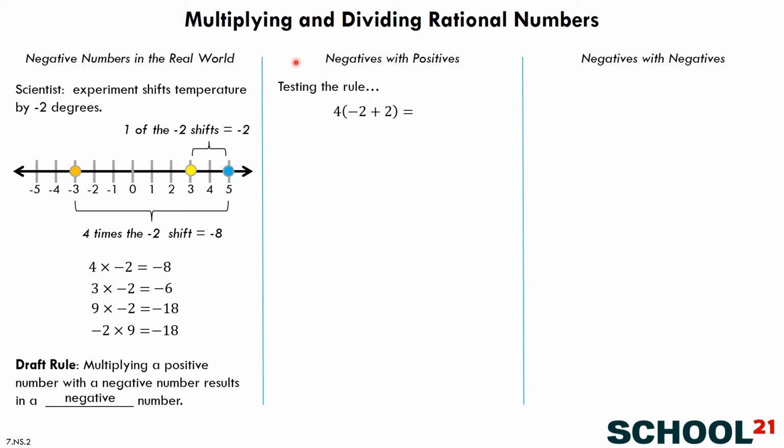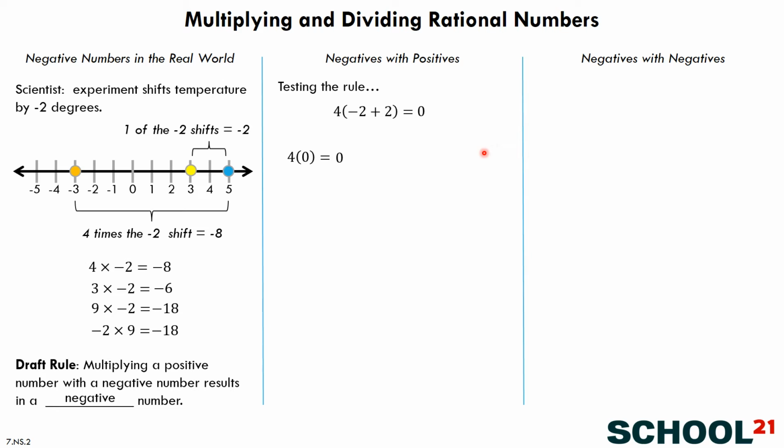All right. So let's test this rule. I've set up this problem that is 4 times the quantity, what's in parentheses, -2 plus 2 equals, and we don't know what it equals yet, and we're going to solve this in 2 ways, okay? The first way would be to do your order of operations. What would be the first thing you would do? -2 plus 2. And what is that? 0. So we could rewrite this as 4 times 0, right? And what's 4 times 0? 0. So we know that this is equal to 0. We've just proven that.